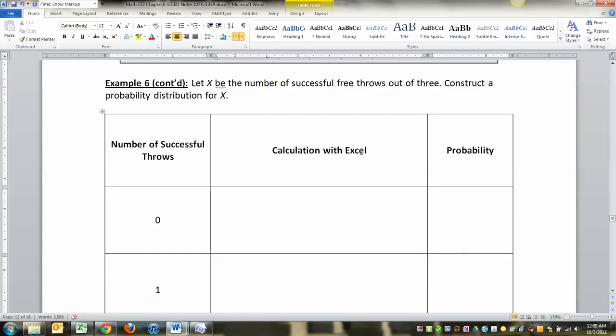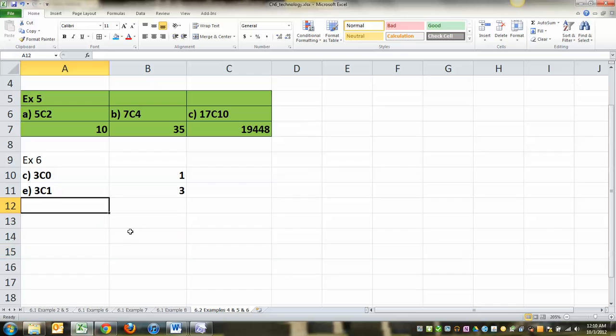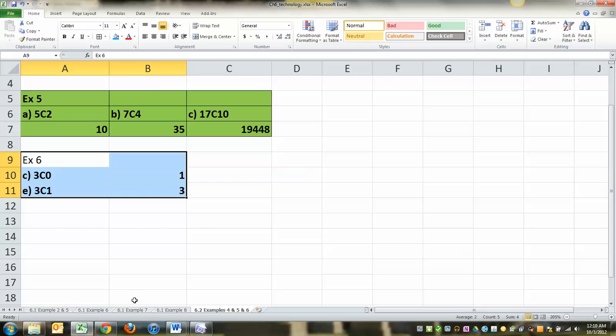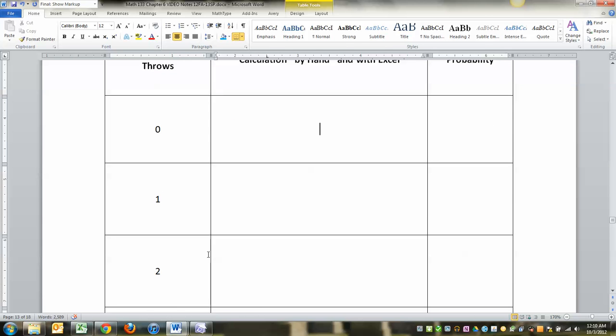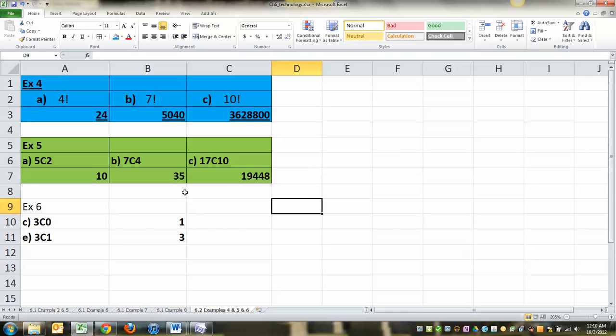Okay, so we're going to find this by hand and with Excel, I should say. By hand and with Excel. And I'm going to put "by hand" in quotes because we're not really going to do it by hand, but we're going to kind of show ourselves a little bit. So how would this work? This is example 6 continued. So I'm actually going to put it over here somewhere.